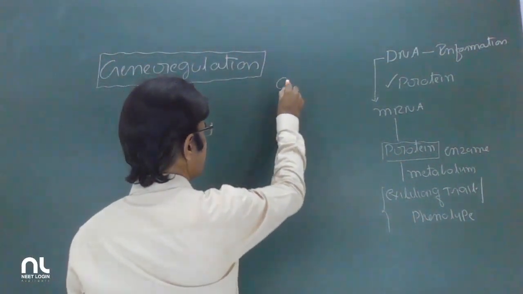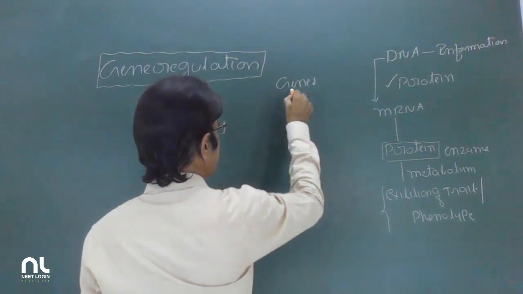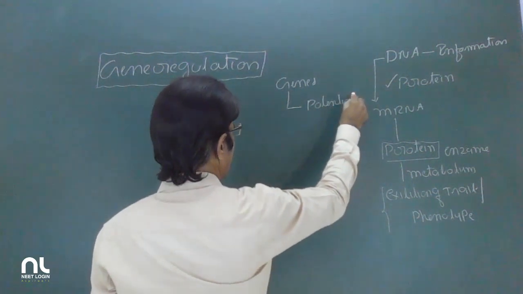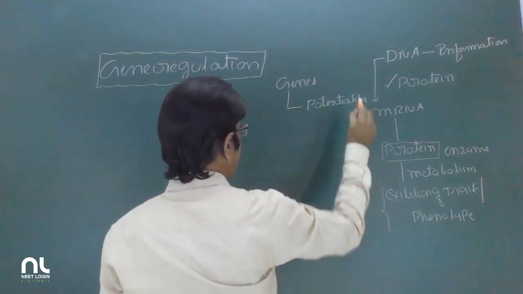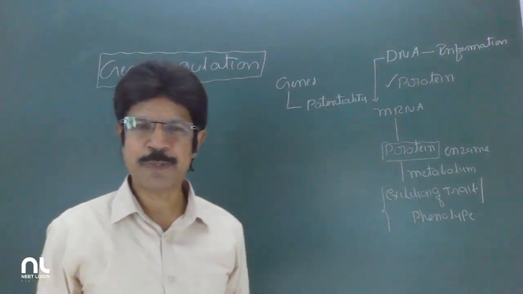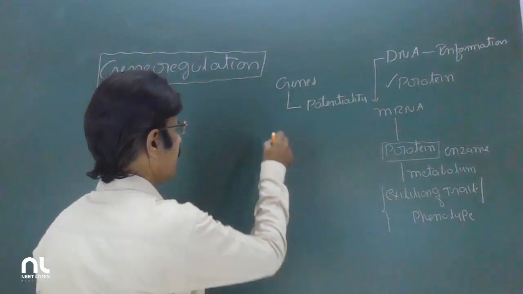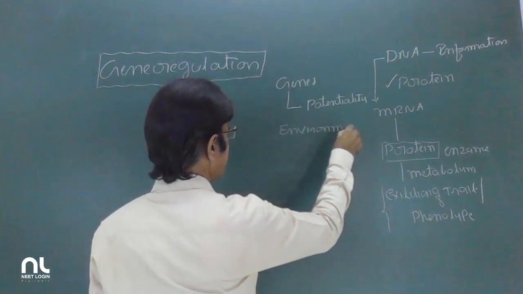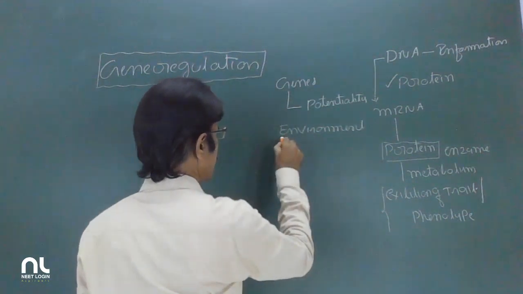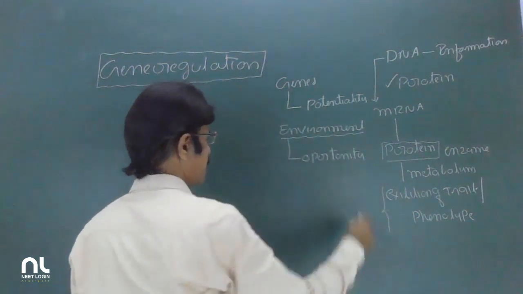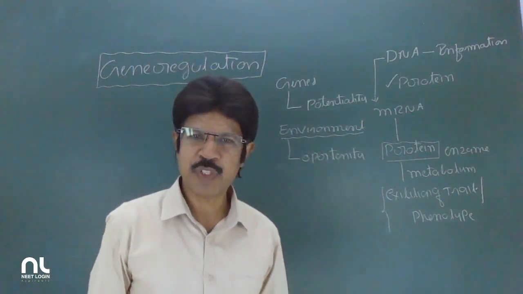To understand this: genes provide potentiality. It has the potential. Genes provide potentiality. Environment provides opportunity.